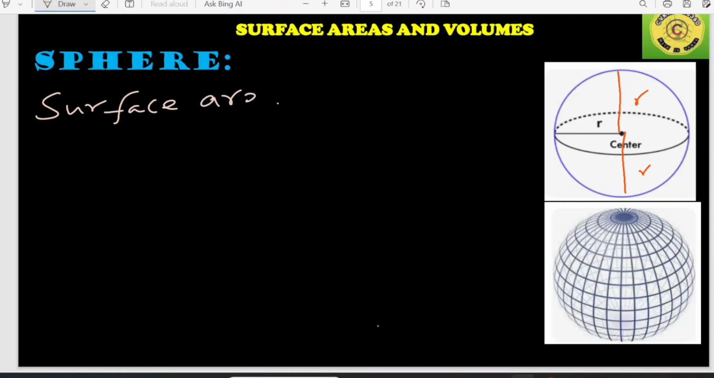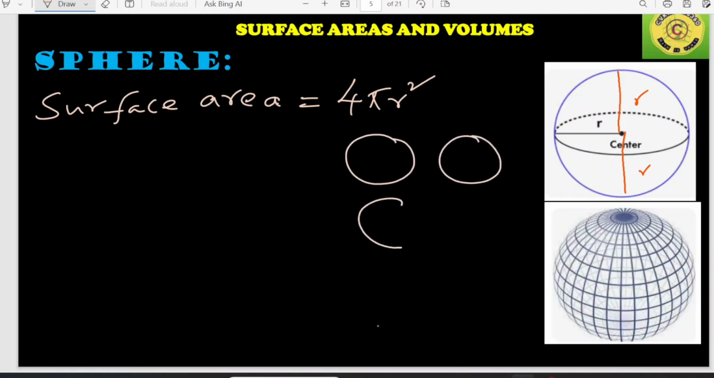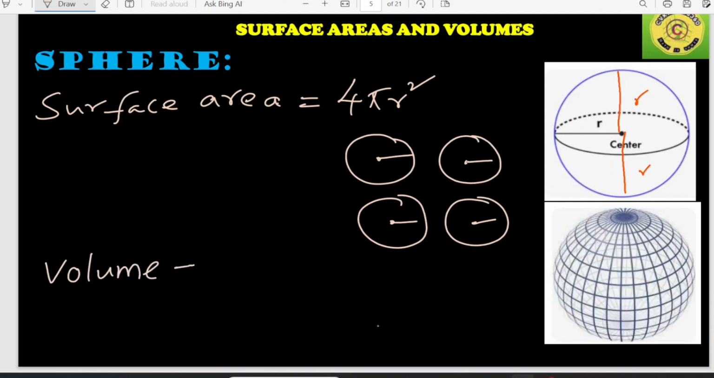The surface area of the sphere will be 4 pi r square, because this entire sphere will be divided into 4 equal area circles. So each circle area will be pi r square. So the surface area of the sphere is 4 pi r square. Then volume. Volume is equal to 4 by 3 pi r cube.